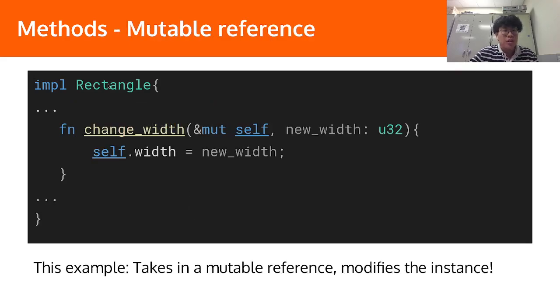So for example here, in the implement block for the rectangle, we create another function called change width, and the first parameter it takes in is no longer a reference to self, but a mutable reference to self. This means that we can actually modify the instance within the function itself, right? So this function, quite simply, just changes the width to the new width that we have defined.